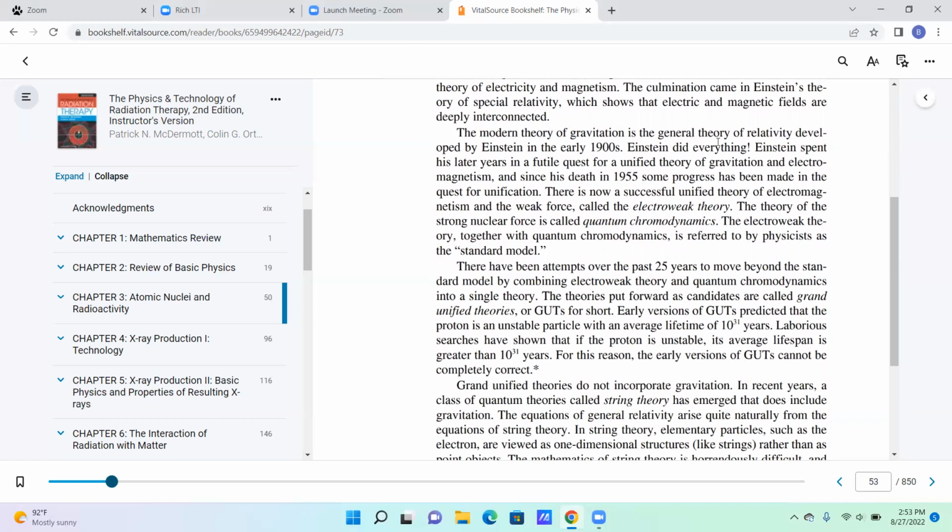So the modern theory of gravitation is the general theory of relativity developed by Einstein in the early 1900s. He spent a lot of time trying to figure out how to unify a lot of forces. So there's now a successful unified theory of electromagnetism and the weak force called the electroweak theory. The theory of the strong nuclear force is called quantum chromodynamics. The electroweak theory, together with quantum chromodynamics, is referred to as the standard model.